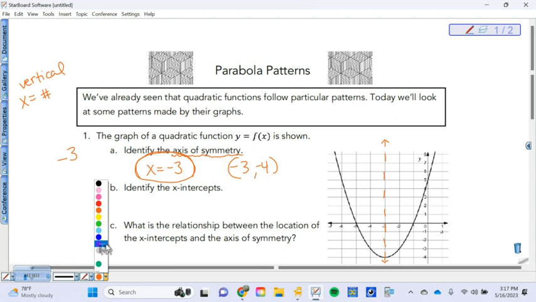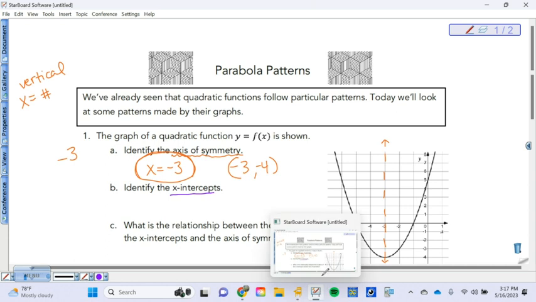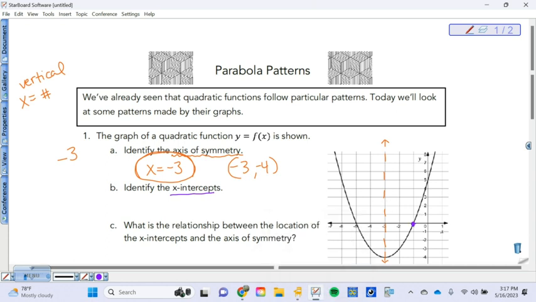Okay, what about the x-intercepts? What does it mean to be an x-intercept? Yeah, where the line intersects the x-axis. And where is that at in this parabola? Perfect, -1 and -5. And remember, these are points. We denote points by writing ordered pairs. What's my first ordered pair of an x-intercept? -1, 0, and -5, 0. Good, right? The y value of my x-intercept is always 0.